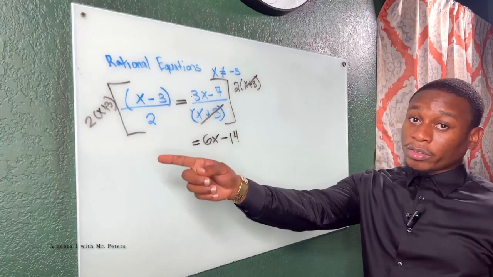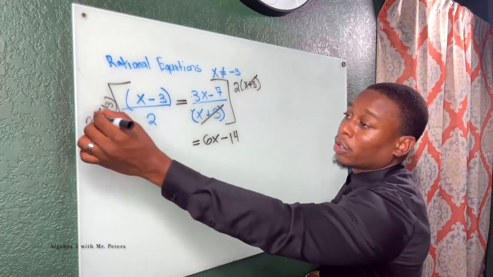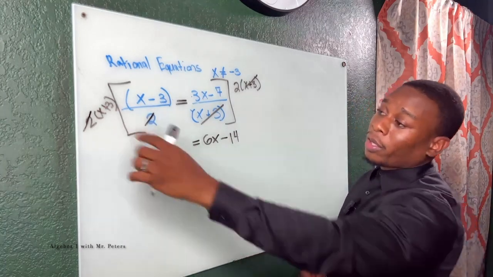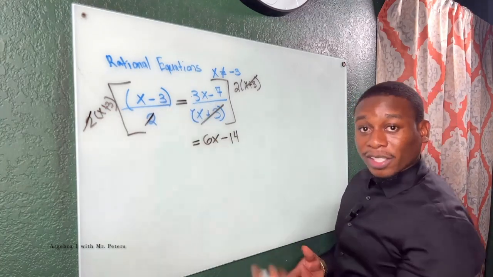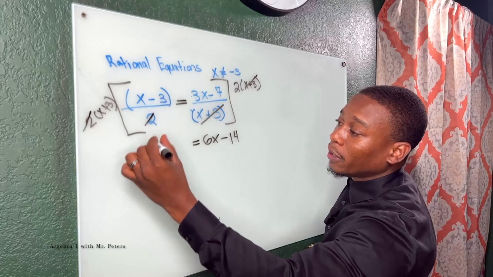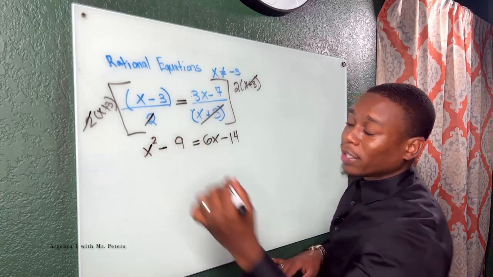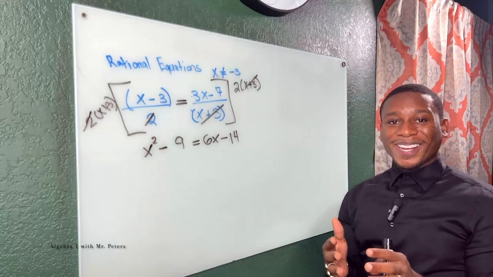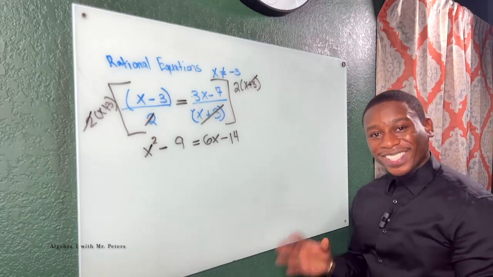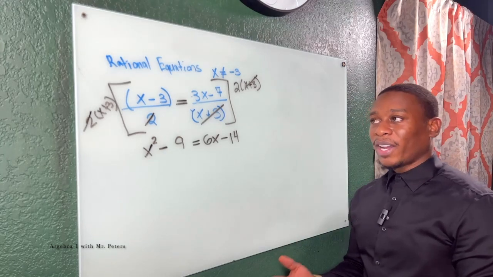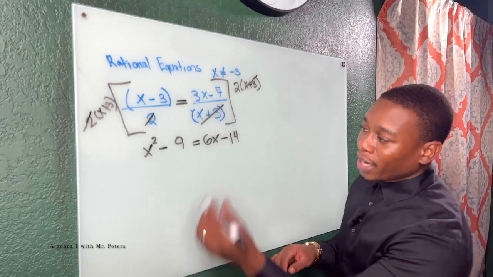Go on the other side, we're going to do the same thing. The 2's cancel out. I distribute x plus 3 to x minus 3, which is going to give me x squared minus 9. So I'm right back at the last equation that we just did. And it wasn't too much work, right? It wasn't too much work. Now we do the same thing.